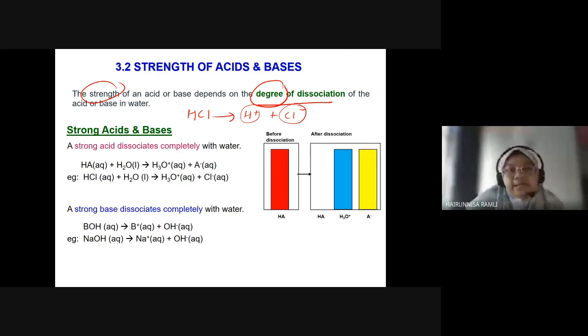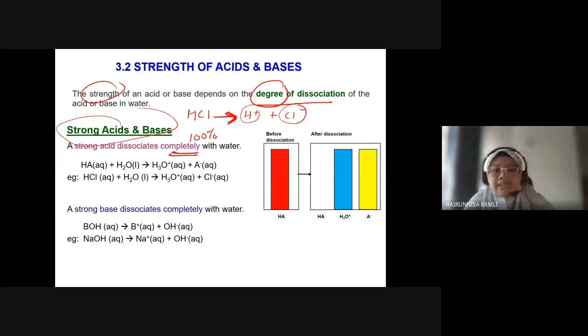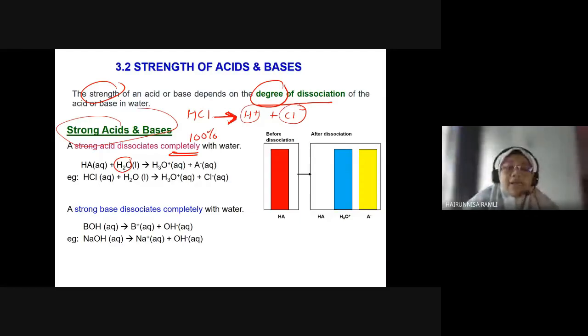Okay, so here kita pergi pada strong dulu lah, strong acid and base. A strong acid dissociates completely with water. What does it mean? Completely maksudnya 100% lah. Okay, completely ni 100%. Sebab tu kalau you tengok arrow dia, dia bukan reversible arrow eh. Maksudnya HCl pecah terus jadi H plus and Cl minus. Okay, ataupun kita macam saya tunjuk lah, kita selalu guna mesti tambah air kan, sebab dia completely with water. So HA plus H2O, you dapat instead of H plus, you dapat H3O plus lah. Okay, and A minus ni tadi Cl minus.